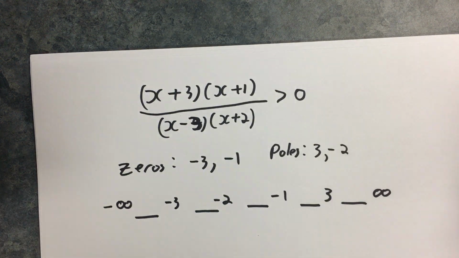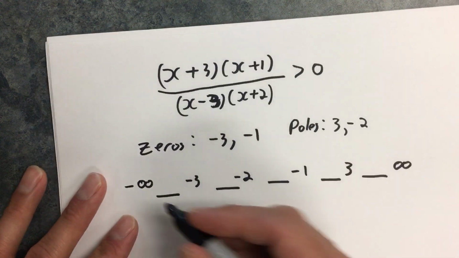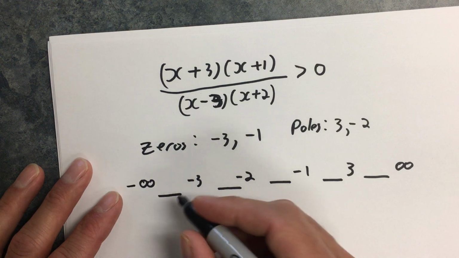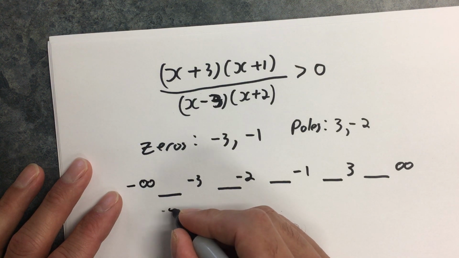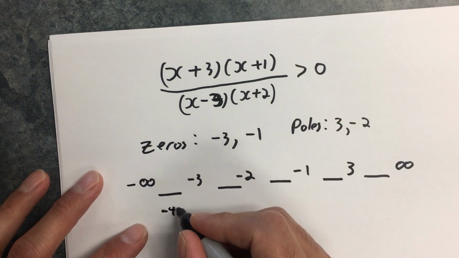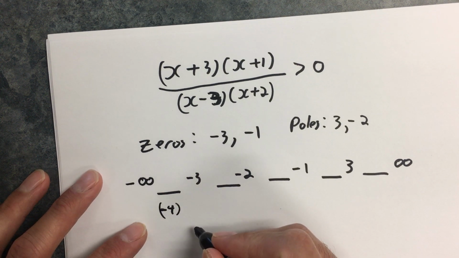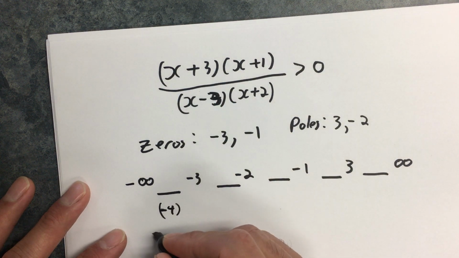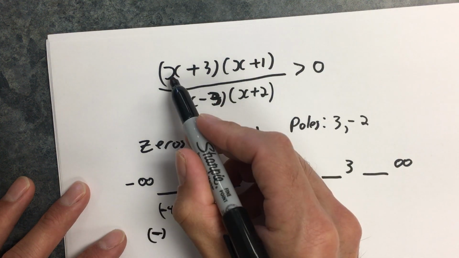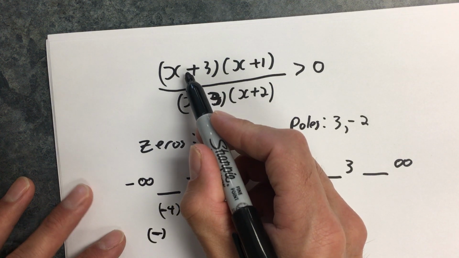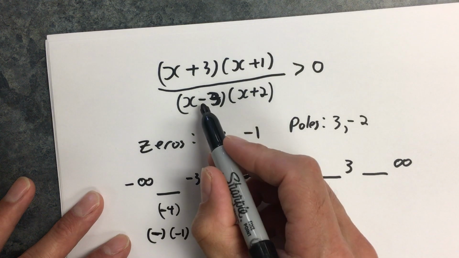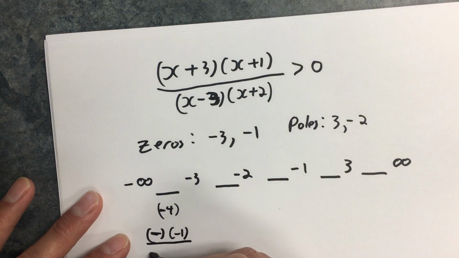I'll show you. So I'm going to find some number between -infinity and -3. Let's say -4. And if I put in a -4, this thing is going to be negative. -4 plus 3 is -1, so that's negative. This one's going to be negative. This one's going to be negative.